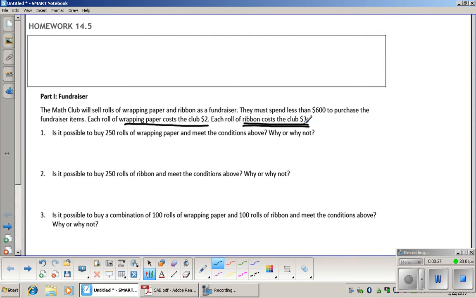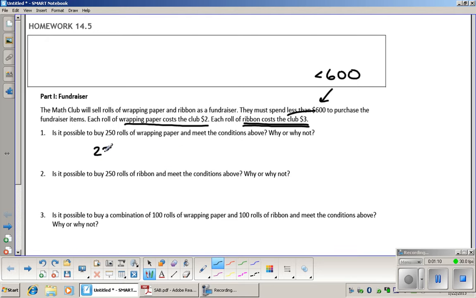So the question is, is it possible to buy 250 rolls of wrapping paper and meet the conditions above? Why or why not? Well, what we have to do is figure out what the condition even is. In this case, the condition is $600 is our limit. Let me take that back. It's not less than or equal to, it's just simply less than. So I'm not actually allowed to spend $600. I have to spend less than $600. Important distinction.